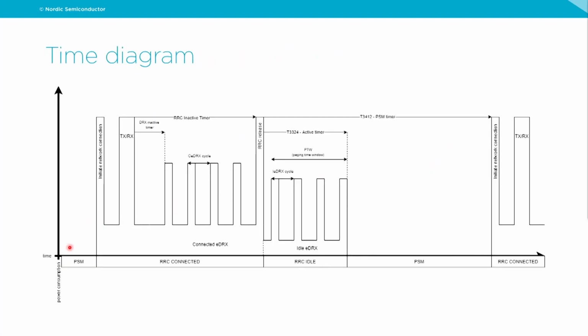Here is a timing diagram that depicts the different power levels that can be expected when doing a transmission when the device is in power saving mode. We can see initiation of connection, as well as TX/RX, before the device stays connected to the network for the RRC inactive time countdown. Then it will enter into PSM if not configured for active time afterwards.